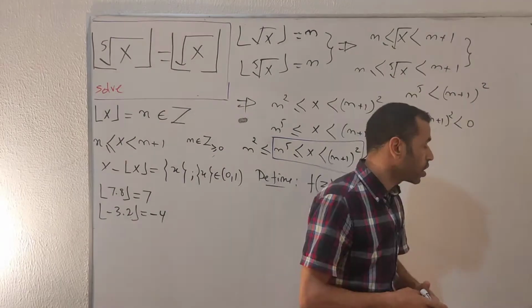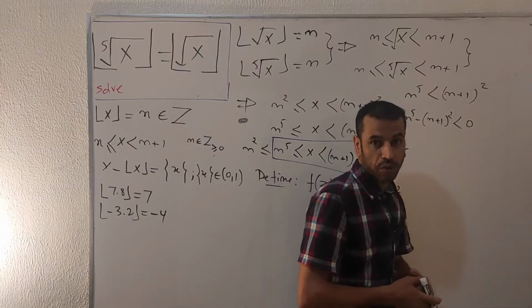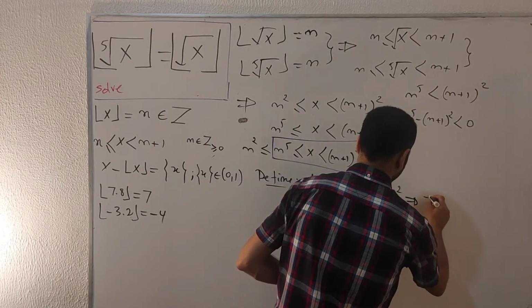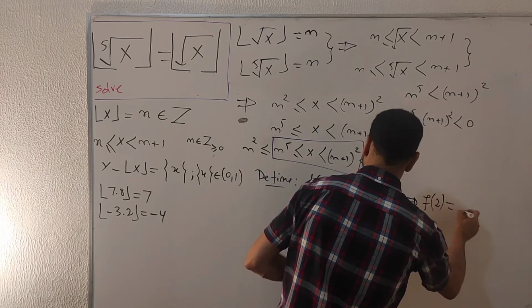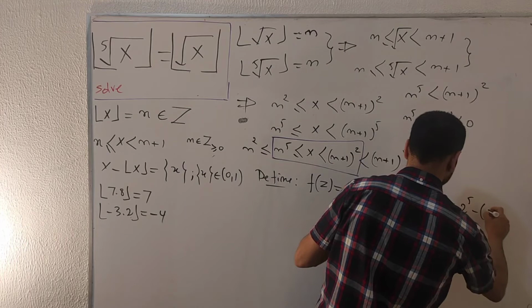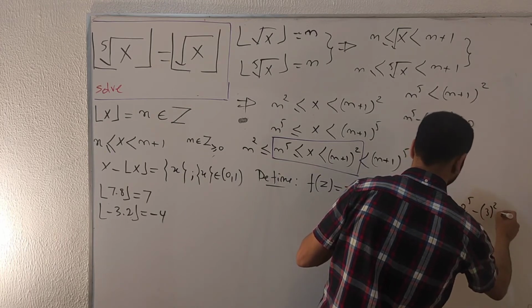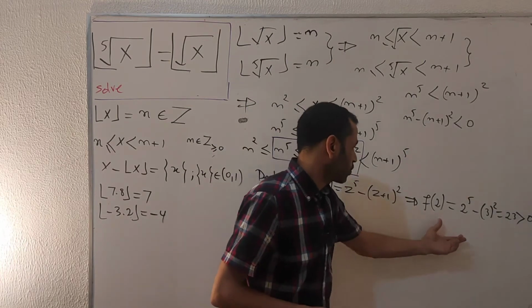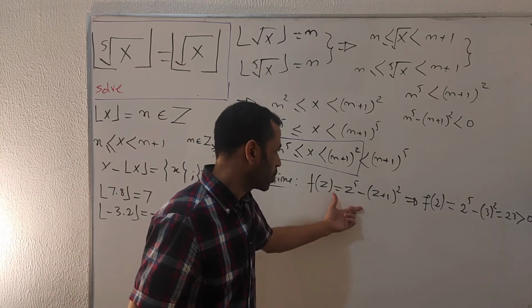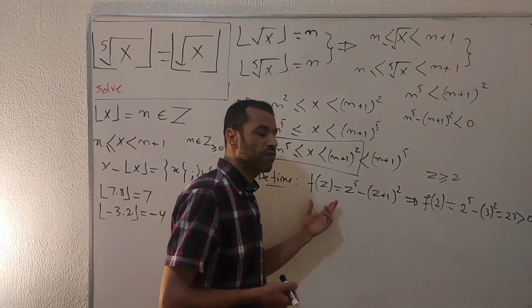It's impossible, at this point, we should work out to see what's going on after this point. I'm going to calculate f of 2. F of 2 is given, as I said, 2 to the fifth minus 3 squared, which is 23, which is positive. Okay, I'm going to check whether this function is increasing or decreasing by calculating the first derivative of this function.